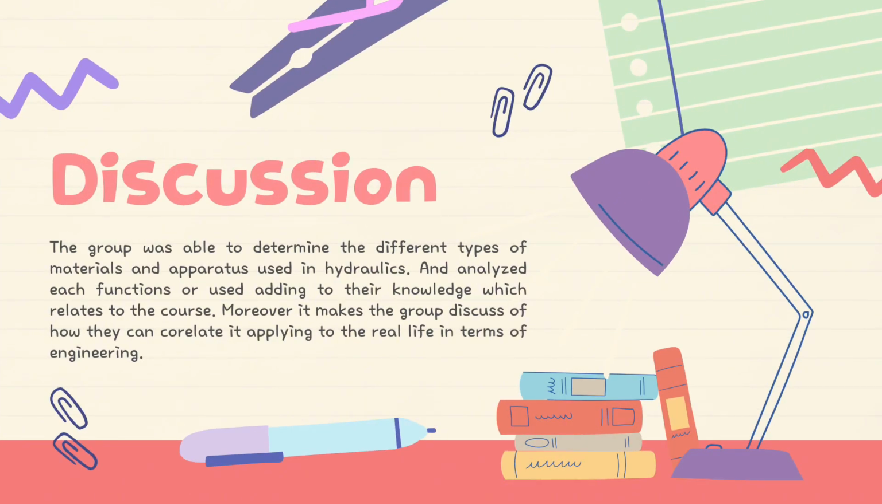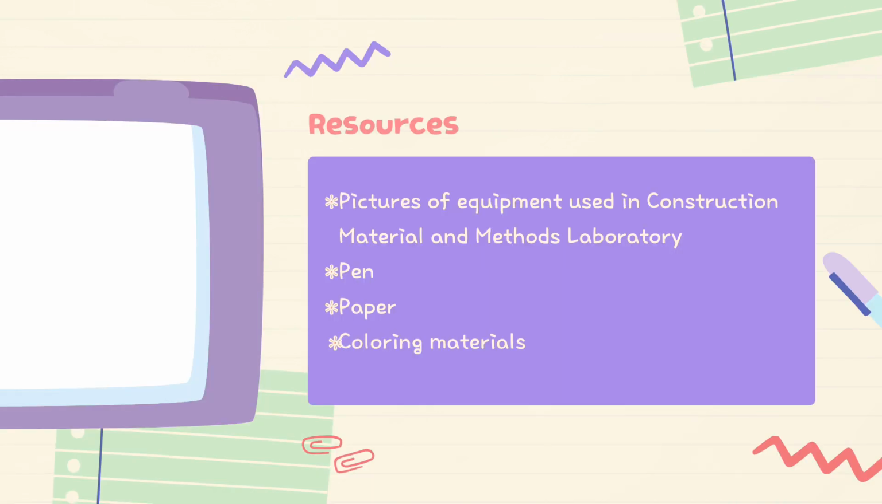For discussion, the group was able to determine the different types of materials and apparatus used in hydraulics and analyze each of their functions or uses, adding to their knowledge which relates to the course. Moreover, it makes the group discuss how they can correlate it, applying it to real life in terms of engineering. We use simple resources like paper, pens, and coloring materials to make our documentation more engaging and easy to understand. It also helps us remember the equipment better while adding some creativity to the task.